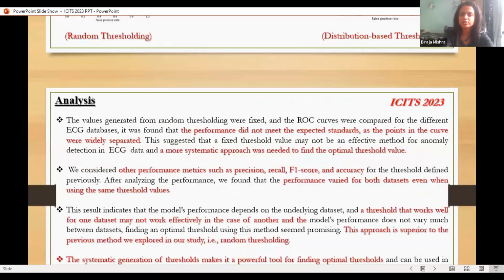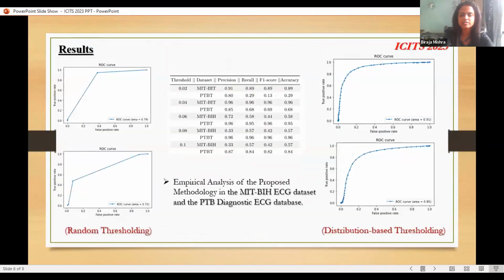Let's get back to the result. So looking at the result, we can conclude some points. First, we can see that we have taken the same set of random thresholds in the random thresholding method, and in that the same threshold value performs differently for different datasets. For example, we can see the threshold 0.08 performs well for the PTB dataset, but the same threshold value performs poorly for the MIT-BIH dataset.